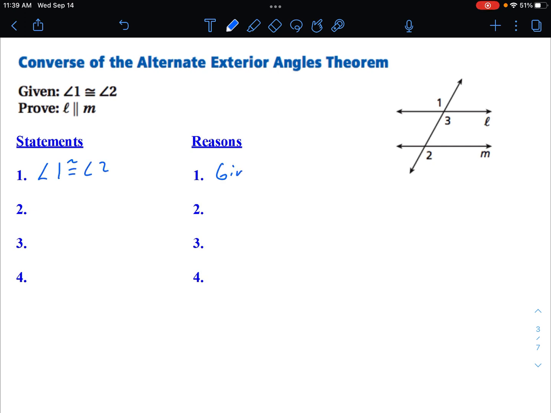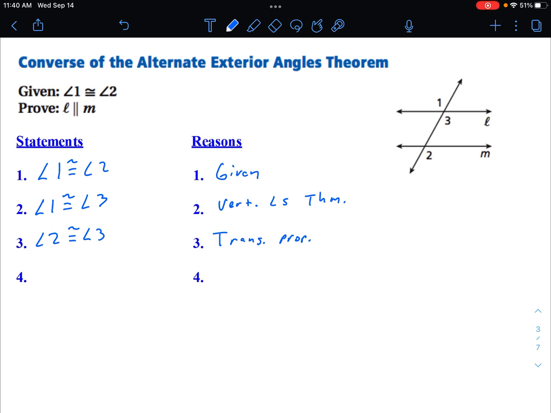That was given. And then you could come up with some other information from the picture, such as angle 1 is congruent to angle 3. That would be because they're vertical angles. That would be the vertical angles theorem. And then if you said 1 is congruent to 2 and 1 is congruent to 3, let's cut out the middleman and say angle 2 is congruent to angle 3. That would be through your transitive property.